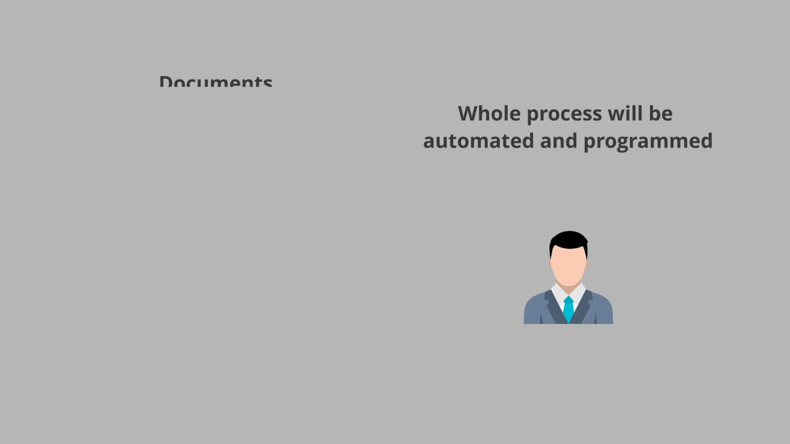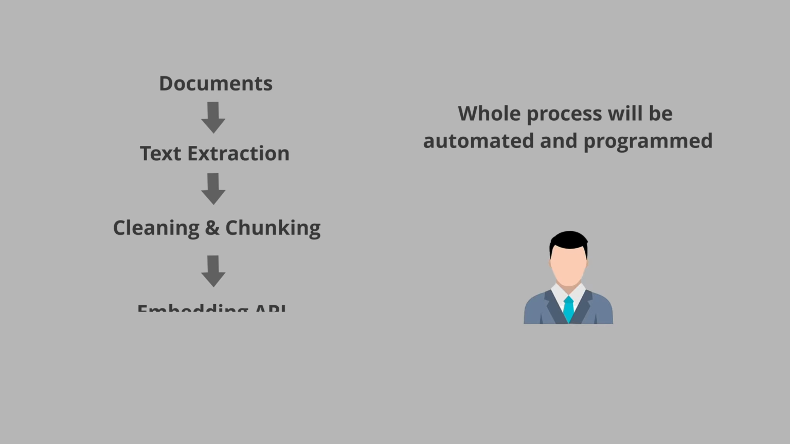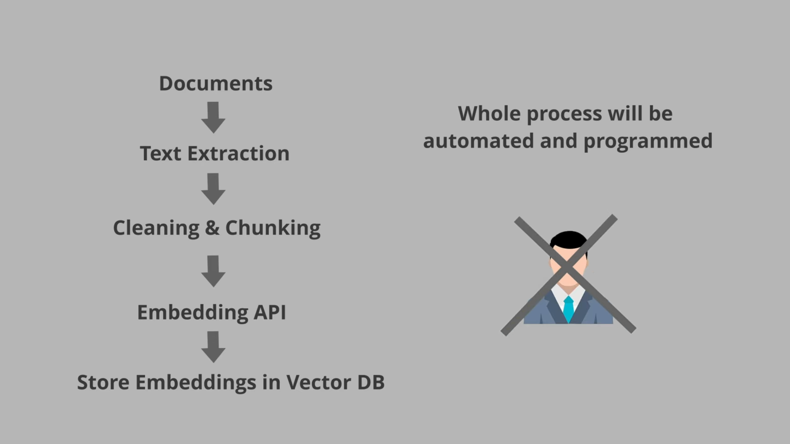The whole process of extracting data from documents, cleaning text, chunking data, getting vectors from the Embeddings API and storing them in the vector DB will be completely automated and programmed. No human is manually doing all this on each step.